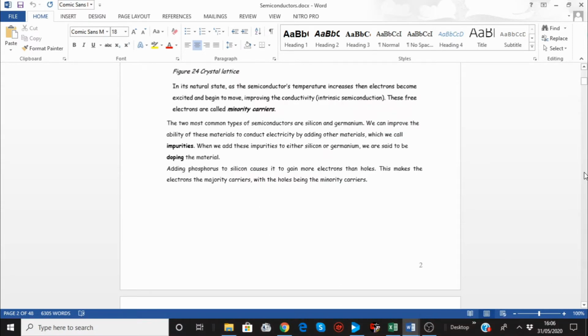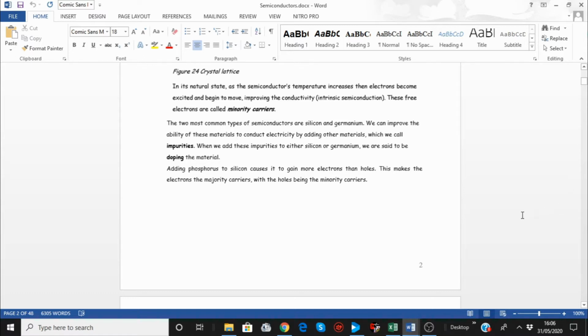When you increase the temperature of semiconductors, the electrons become excited and move to a higher layer or higher level or shell, which improves the conductivity, which is called intrinsic semiconduction. These free electrons are called minority carriers.